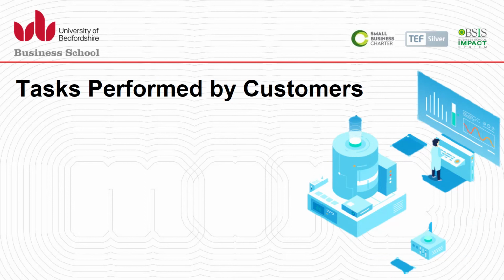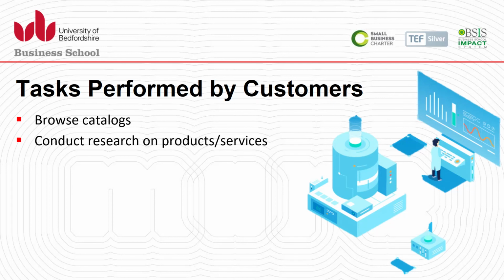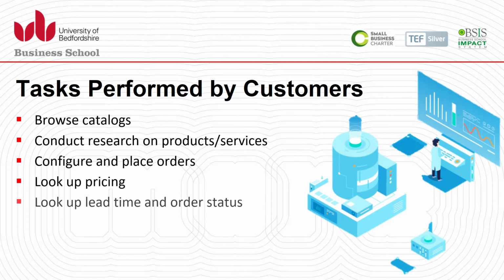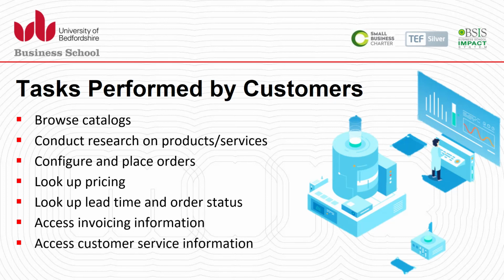So tasks they perform by different customers: they look into the catalogs, they browse the catalogs. Some customers are interested in looking at different products or services in an electronic presence. They configure and place orders, and they look for different prices through comparison websites, look up the lead time and order status, and again access invoice information, customer service information or customer care. So these are some of the activities usually performed by customers.